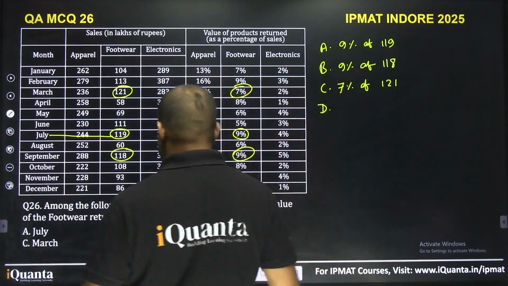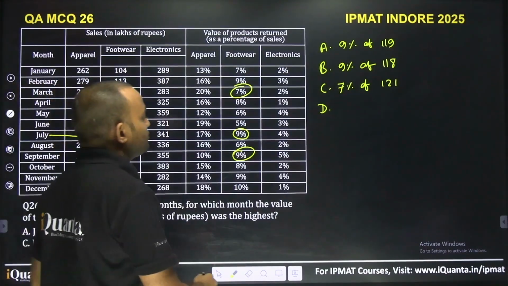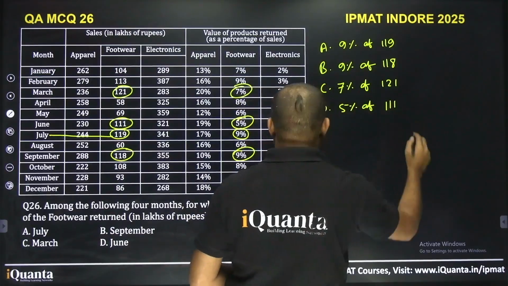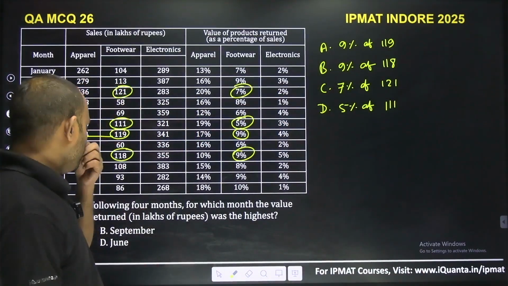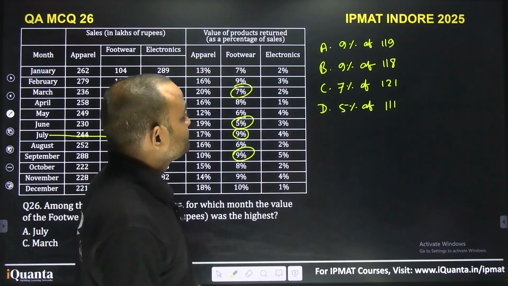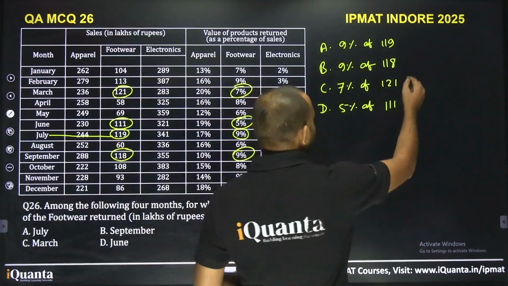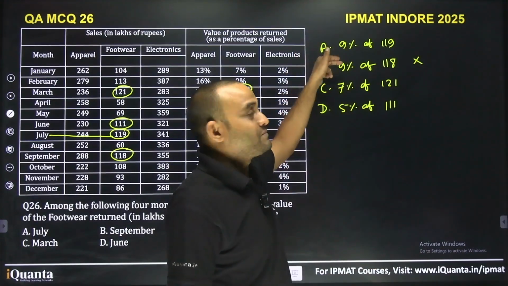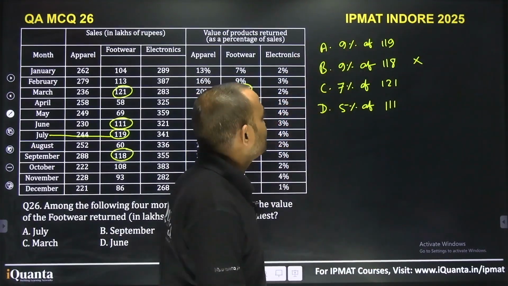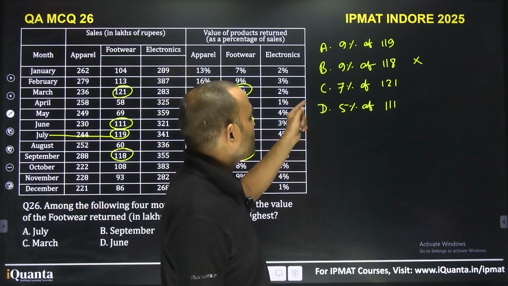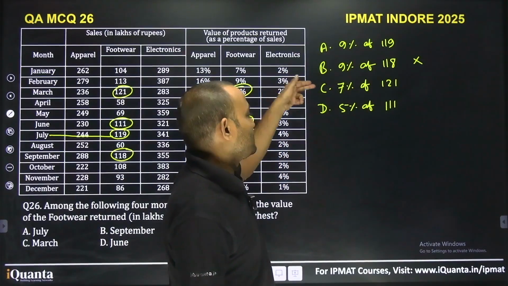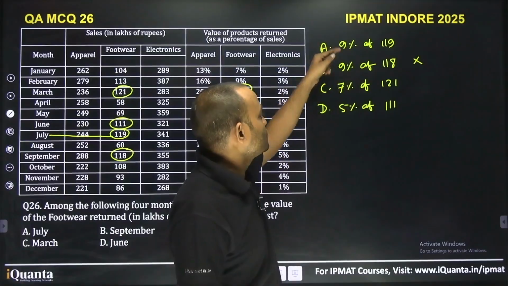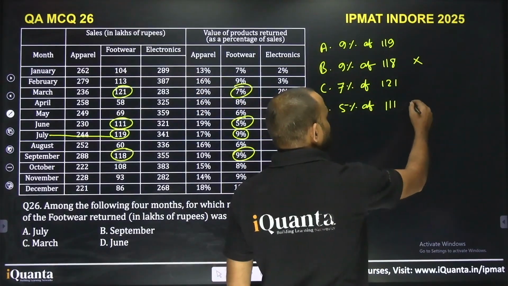Then option D is June, and in case of June, total value is 111. Return percentage is 5%. So 5% of 111. Now we need to find which one of these values is the greatest. Can I discard option B, because option A is definitely greater than option B? Percentages are the same, 9%, but 119 is bigger than 118. Then option D compared to either option C or A, which is left: this percentage value is lesser than these two and the value is also lesser. So we can also discard this one.